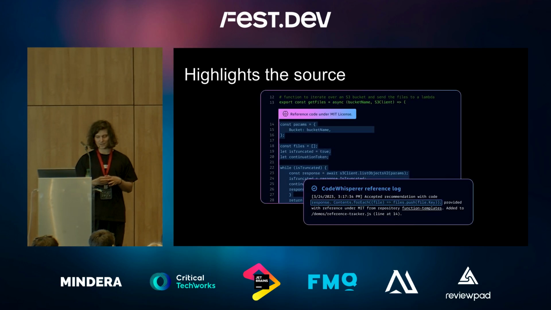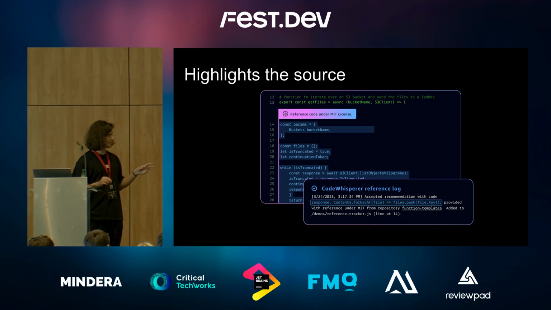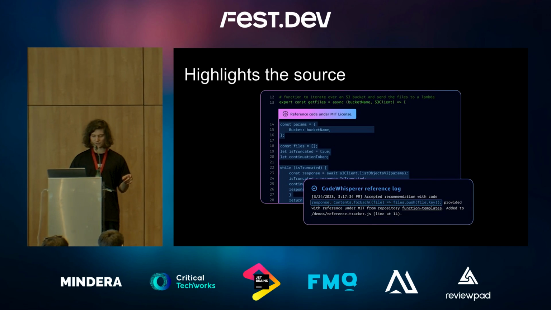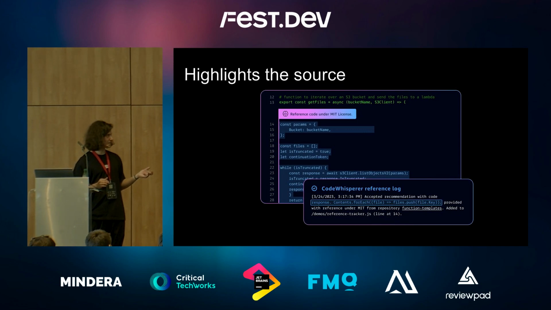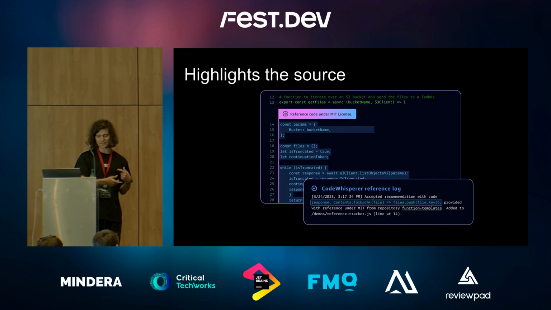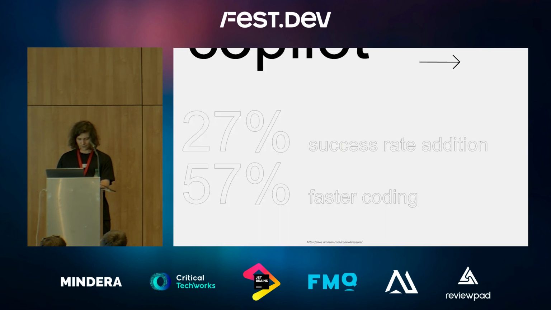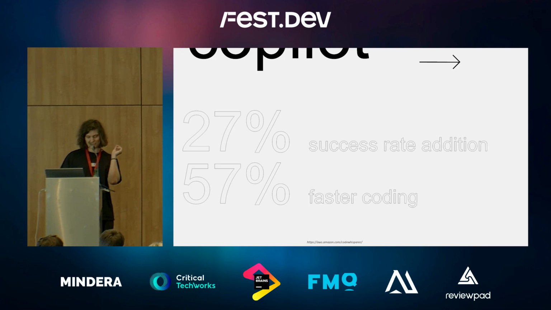But the cool thing about Amazon is that they show you part of the code and the source of this code. So you can see the license of the code that was suggested and the source this code was initially trained on and then generated from. This is a cool thing for people who are really scared about rights and so on. Cool. So based on Amazon, 27% success rate addition, 57% faster coding.